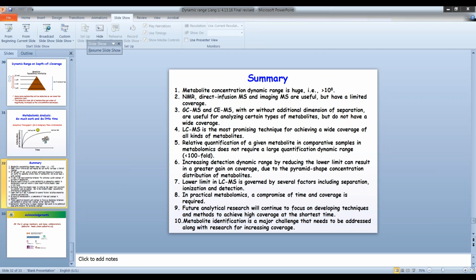But we are working towards trying to resolve these issues. This is, I think, as I point out, the summary, my point 10, that metabolite identification should go along with the increase in coverage. We can detect a lot of peaks, but if we cannot identify the peaks detected, it's not very useful. Thank you for the question.